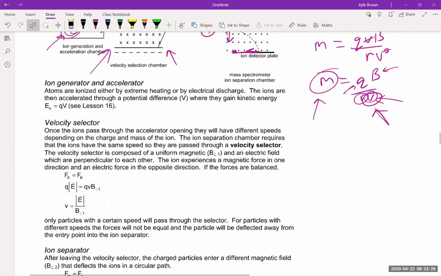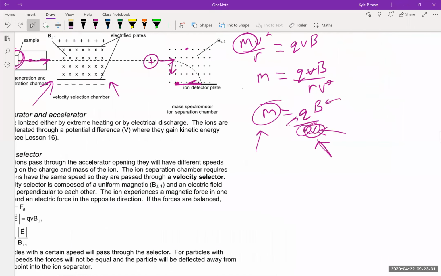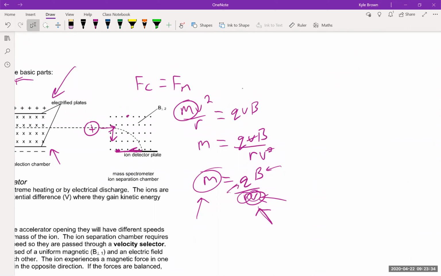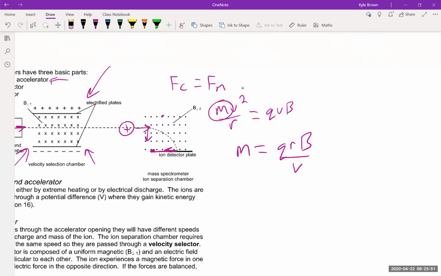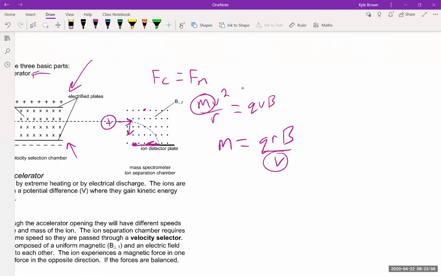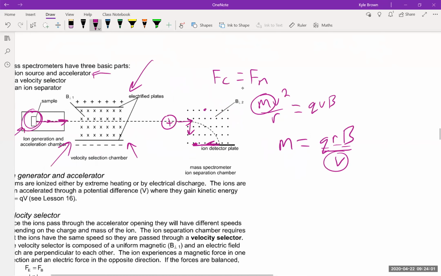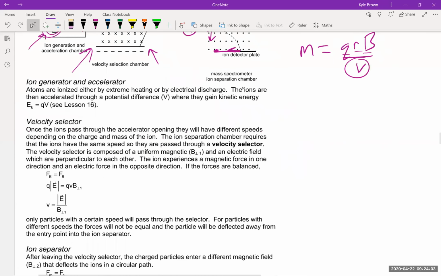So again, shouldn't the R go to the top on the other side? Oh shoot, thank you. Did that really quick. Okay, yeah, you are correct. So M would be equal to QRB over V in the end. Yeah, thanks. But either way, now we know that we need to know the velocity, and then we're good to go because we know the radius, we know the charge, we know the magnetic field strength. Thanks, though.